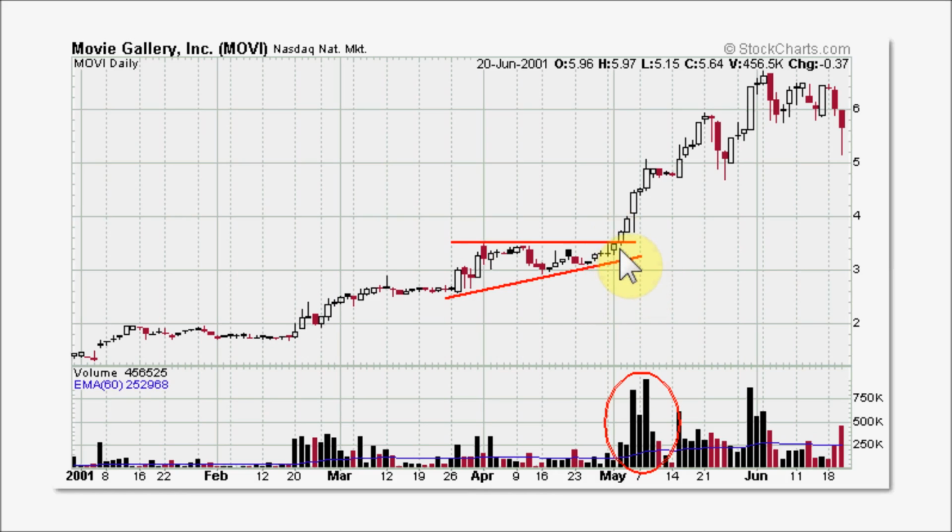and on this one it got it, and it ran from about 350 straight up to 5 in just a few days. Did a little consolidation, some more good volume came in, and it broke out to new highs again. So this is a bullish continuation pattern, usually found in uptrends. It's a period of consolidation, and volume is what you want to see on the breakout above resistance.